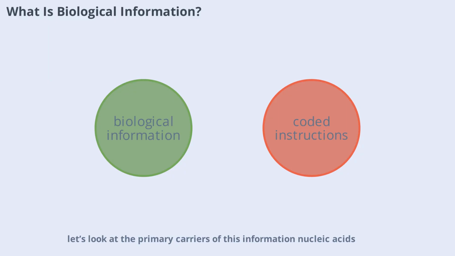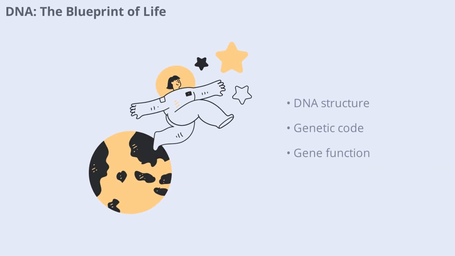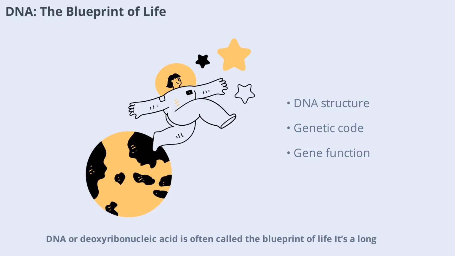Next, let's look at the primary carriers of this information: nucleic acids. DNA, or deoxyribonucleic acid, is often called the blueprint of life. It's a long, double-helix molecule found in the nucleus of every cell. DNA stores genetic information using four chemical bases: adenine, thymine, cytosine, and guanine.